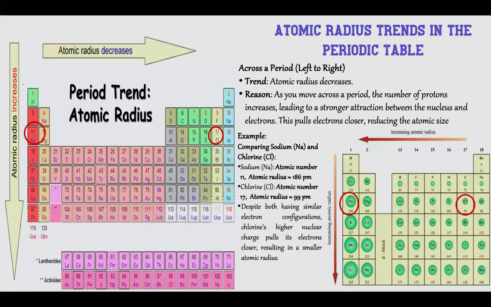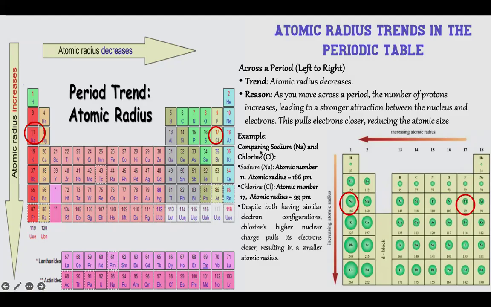Atomic radius trend in the periodic table. Across a period, from left to right, the trend is that atomic radius decreases. The reason: as you move across a period, the number of protons increases, leading to a stronger attraction between the nucleus and electrons. This pulls electrons closer, which reduces the atomic size.